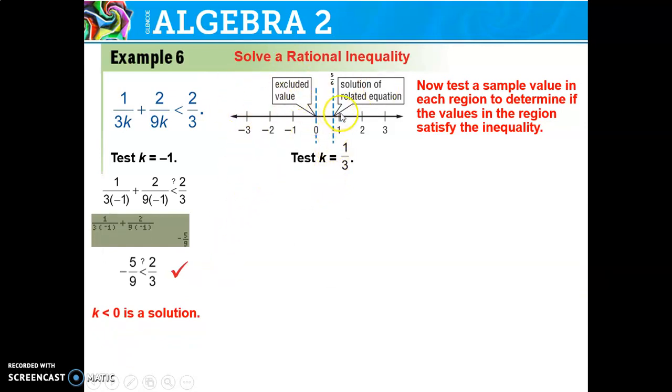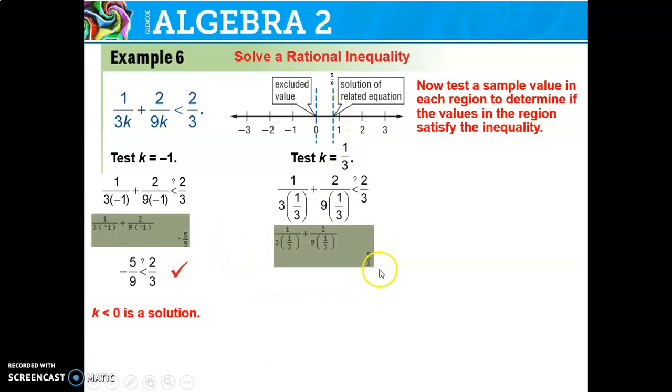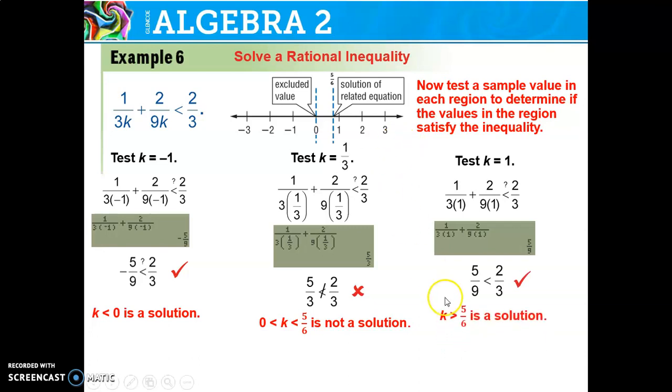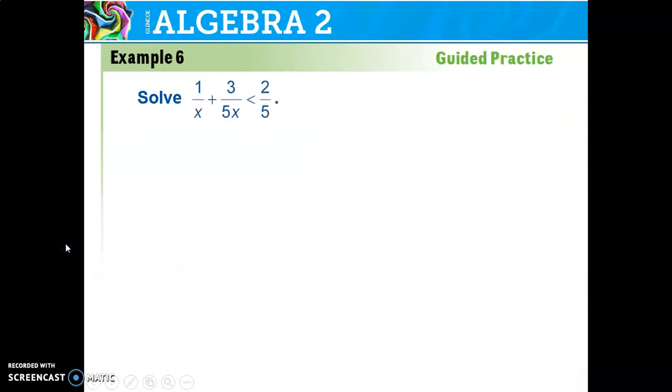Let's test a number between 0 and 5 over 6. So we chose 1/3. If I plug in 1/3, I get 5/3. Is 5/3 bigger than 2/3? No. So that's not a solution. And then pick something bigger than 1. And if we pick something bigger than 1, and test it out, we get 5/9. Is 5/9 less than 2/3? Yes, it is, because 2/3 is actually 6/9. Therefore, k is greater than 5/6 as a solution. So we have solutions in this interval, and we have solutions in this interval. So k is less than 0, or k is greater than 5 over 6.